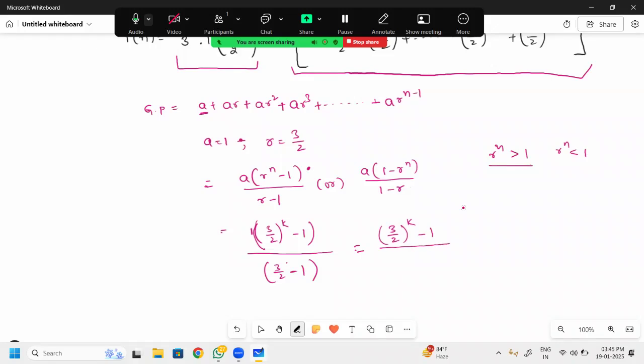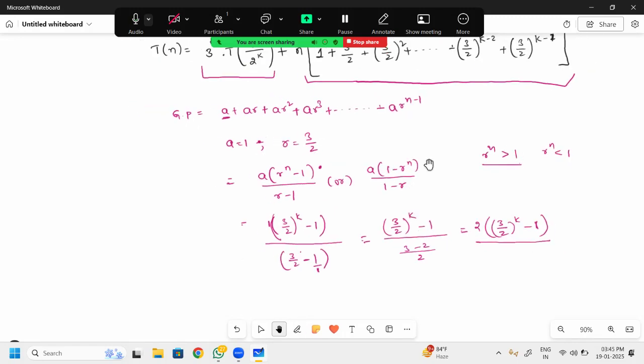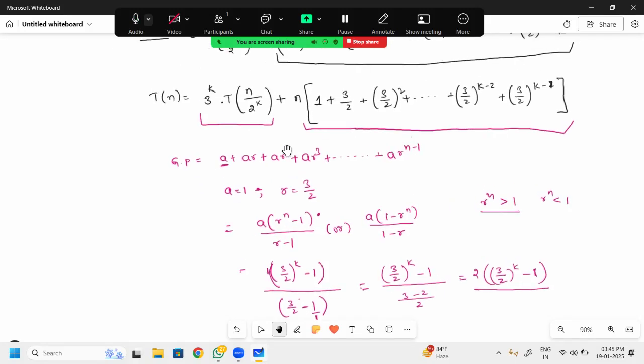Here I am going to take the LCM as 2. 3 minus 1 is 2, and 1 by 2. So this one will be converted as (3/2)^(k-1) whole into 2. This is the value only within this bracket. Along with that, we have n.